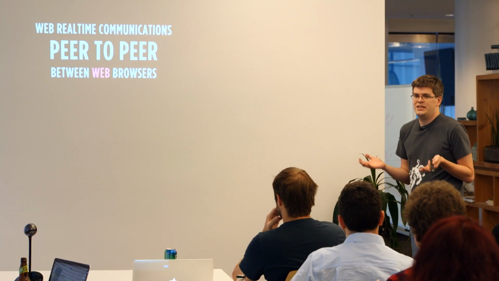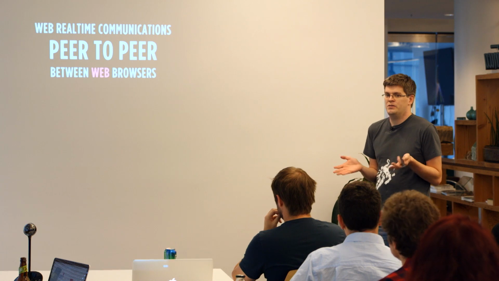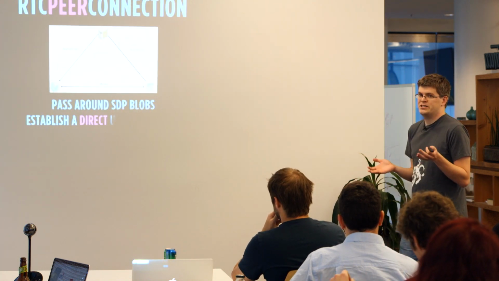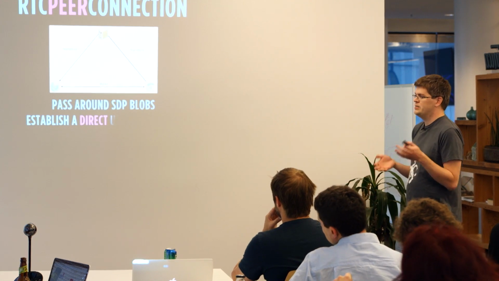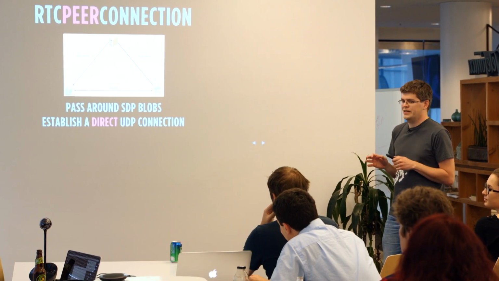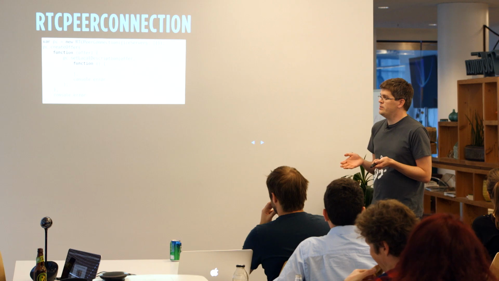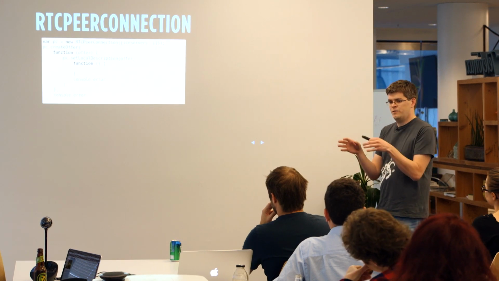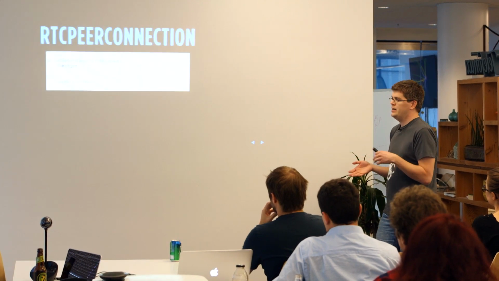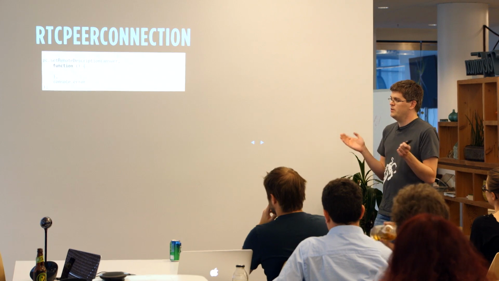So WebRTC is web real-time communications. It's peer-to-peer between web browsers. So it's the RTC peer connection in JavaScript, and you pass around SDP blobs, and you establish a direct UDP connection. So that's the API for it. You create an offer, you set that offer as the local description, then you send it to your peer, and you get an answer back. You set the remote description to that answer, and hopefully it will succeed.